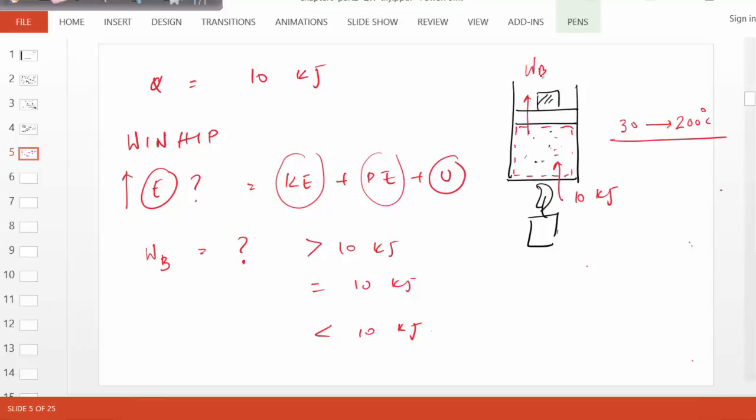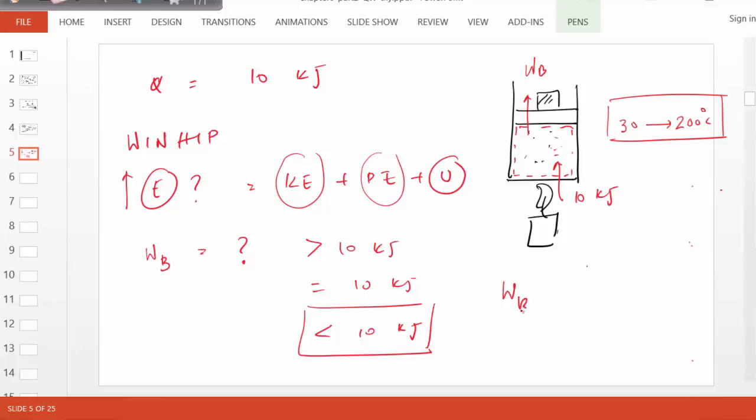Does that make sense? Because if I say 10 kilojoules came out as boundary work, 10 kilojoule went in as heat, then how in the world did the temperature increase? That's a fact. I said the temperature of the gas increased. So does it make sense? This WB can never be more than 10 kilojoule. So this must be the correct answer. WB is less than 10 kilojoule.